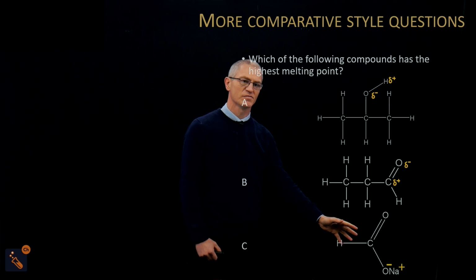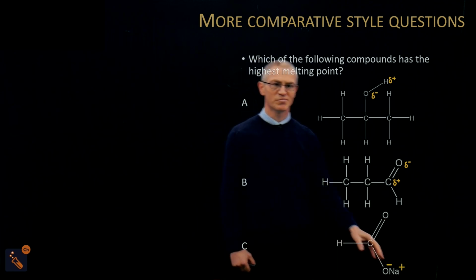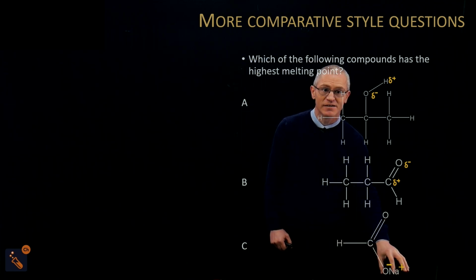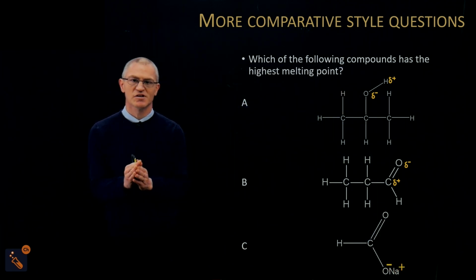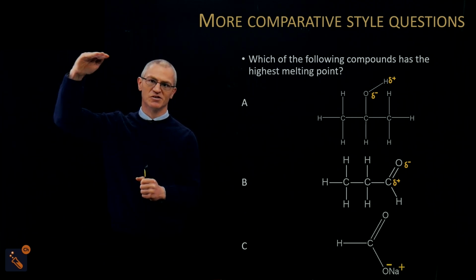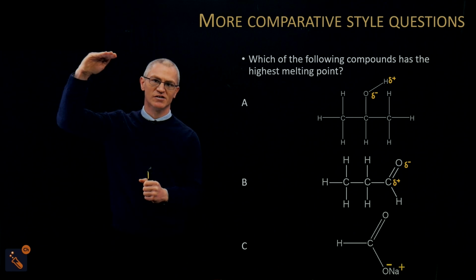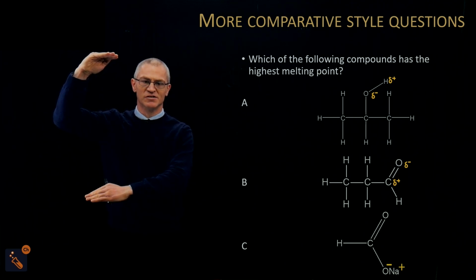But this one, yes, there is a dipole here, which we haven't drawn, which is delta plus and delta minus. But more importantly, down here, there is an ionic bond. So I want to discuss the words bond versus force. A bond is much, much stronger than a force. It is hugely stronger than a force. A force is down here in terms of strength.